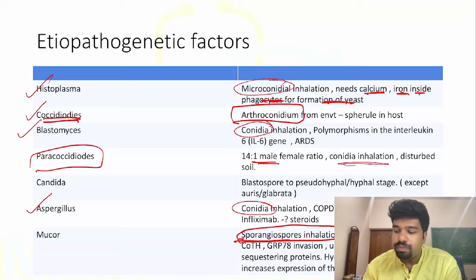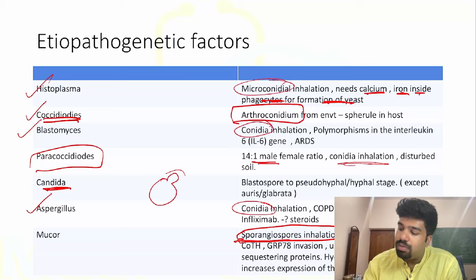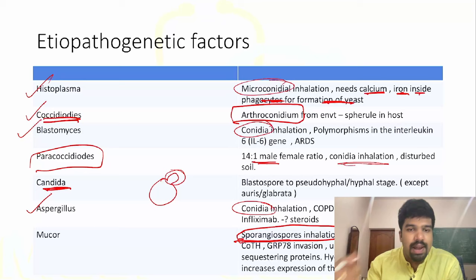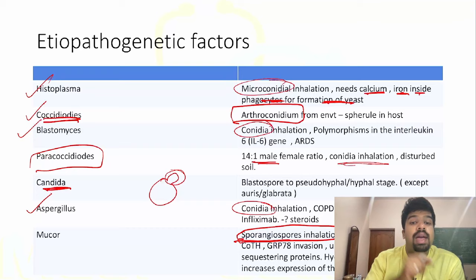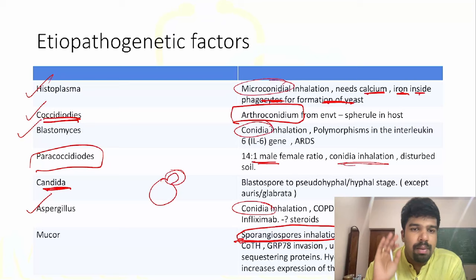Then coming to Candida. Candida, I have told you, is a yeast and a pseudohyphae. Here I have already told you before, this is the blastospore. It has to become pseudohyphae. The pseudohyphae has to be formed, or a hyphal element has to come. Only then can it invade. Otherwise, if it is just blastospore, nothing happens usually with Candida albicans. So the blastospore to pseudohyphal stage is very important for the pathogenesis of infection in Candida. Except in auris and glabrata, where this conversion is not required; they will cause invasion by themselves without the conversion.